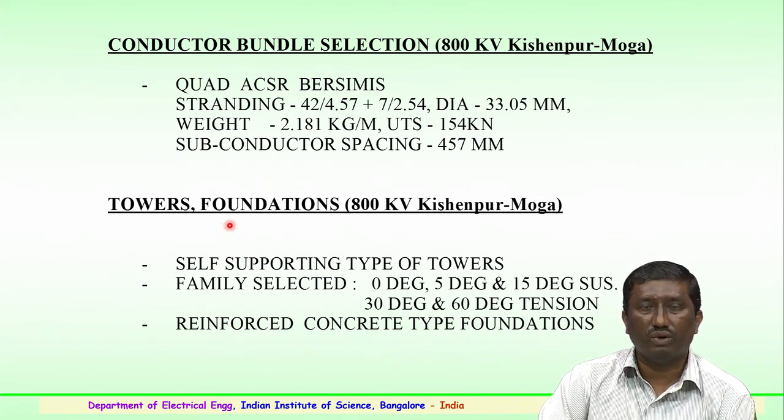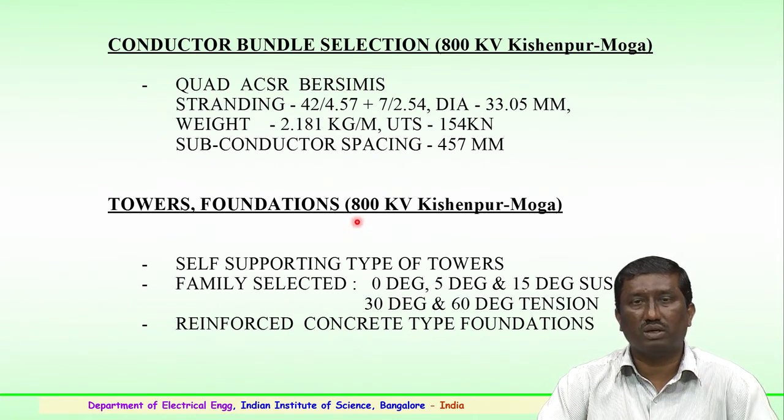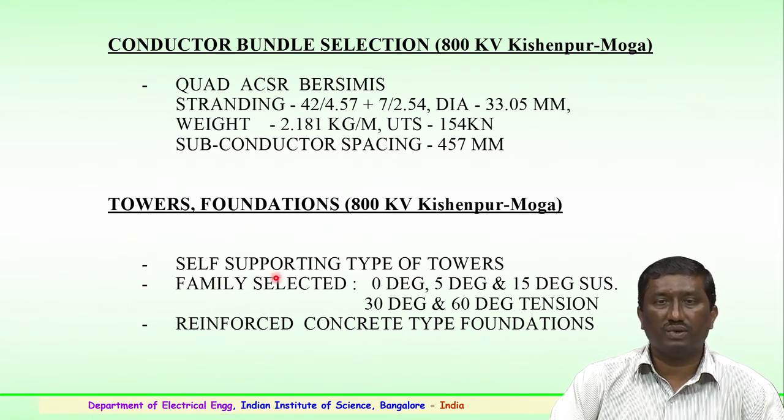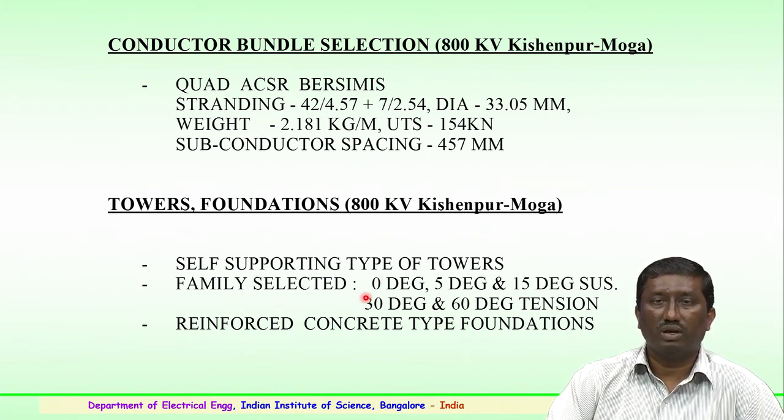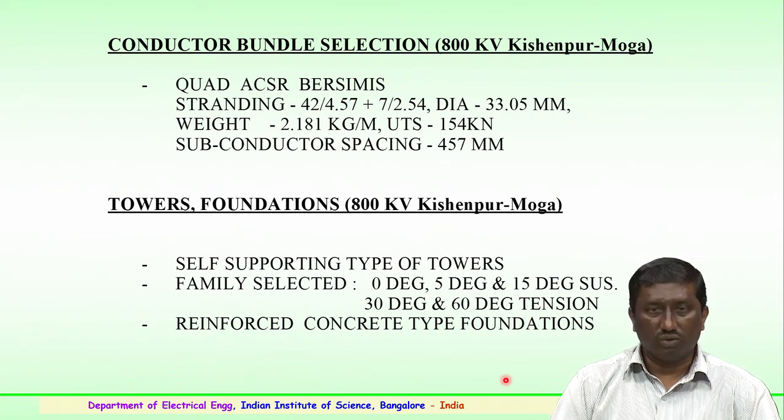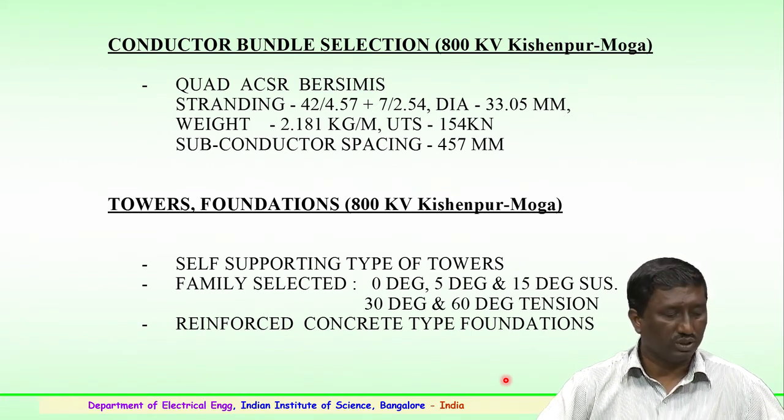So, the towers and foundations used for the first project were of self supporting type, and the selections for this tower family were 0 degrees, 5 degrees inclination and 15 degrees for suspension type. In case of tension, 30 degree and 60 degree selections were made, and reinforced concrete foundation was used for all the towers for this first project.